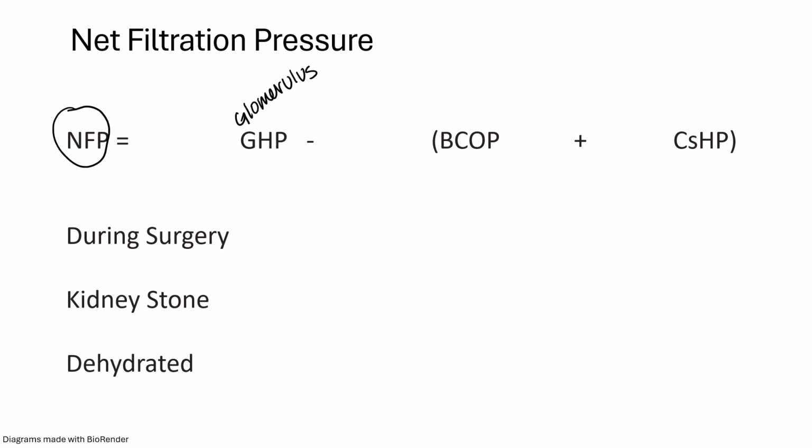We know that during surgery, our patient's blood pressure, our patient in the case study, dropped dangerously low to about 30. And we usually want the glomerular hydrostatic pressure to be something like 60. So that's bad.